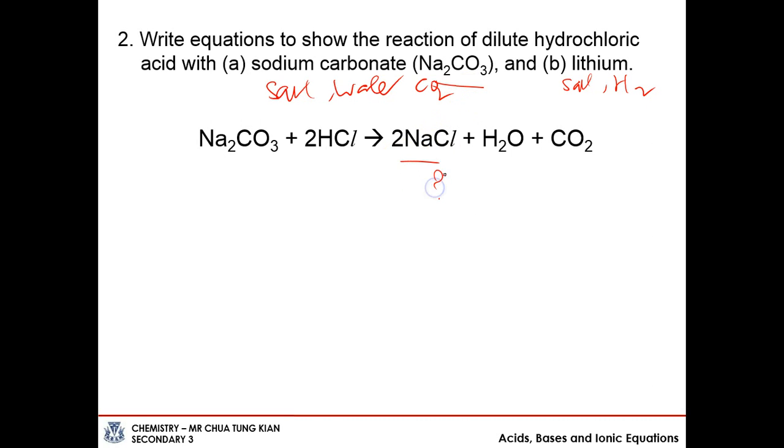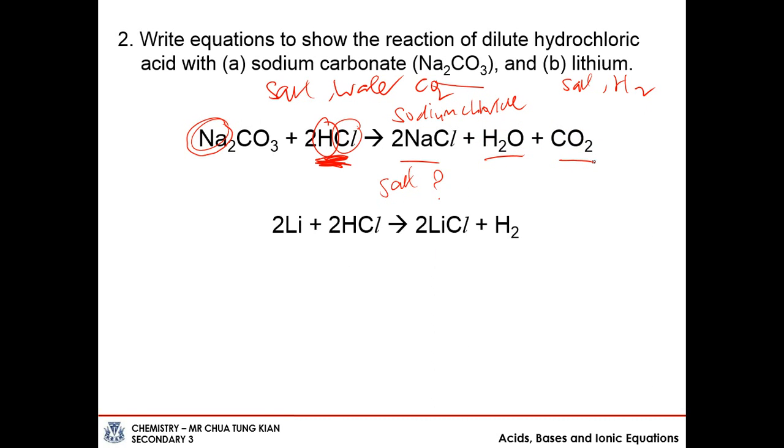How do we know what is the salt? It is actually a very simple trick. Just take the first one and the second one and do a swap. Because if you recall, the salt is an acid with the H plus replaced by a metal ion. So there's only one acid here, which is HCl, and there is only one metal ion here, which is Na. So you can only replace the H of HCl with Na from Na2CO3. That's why we have NaCl, sodium chloride here. The rest of it is the generic equation, water and carbon dioxide.